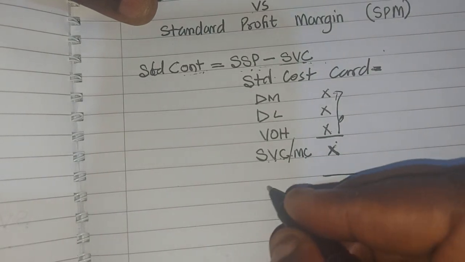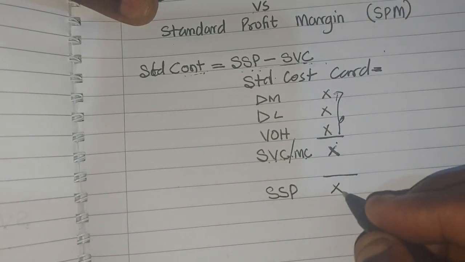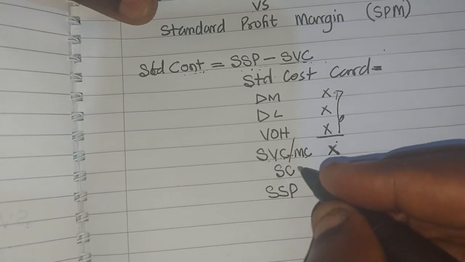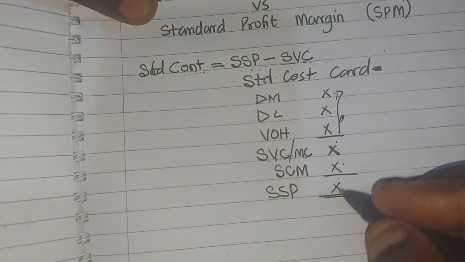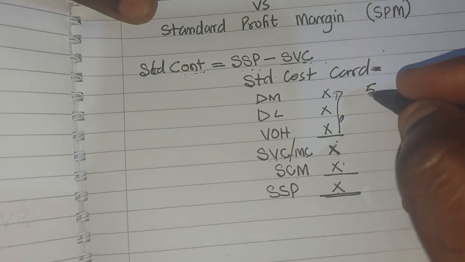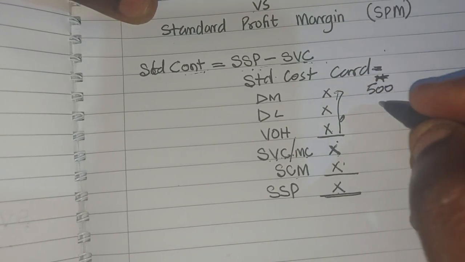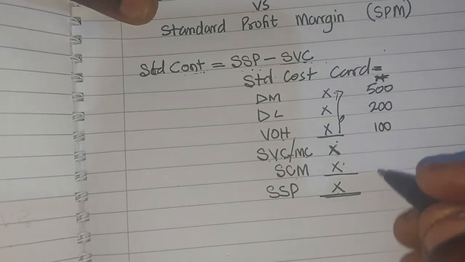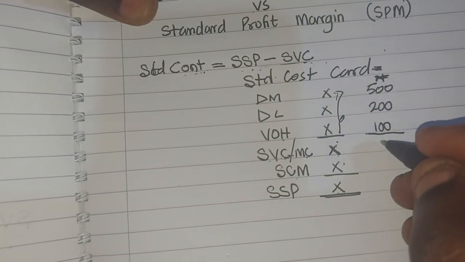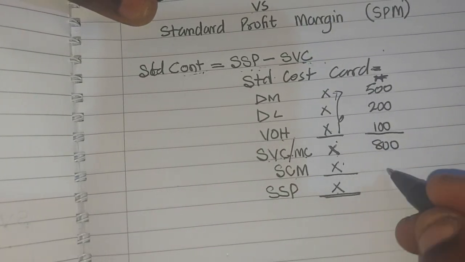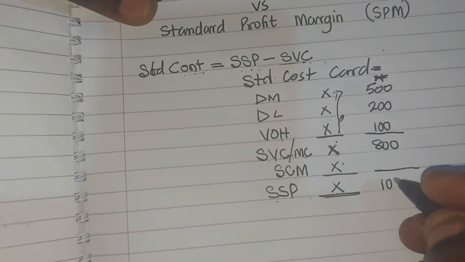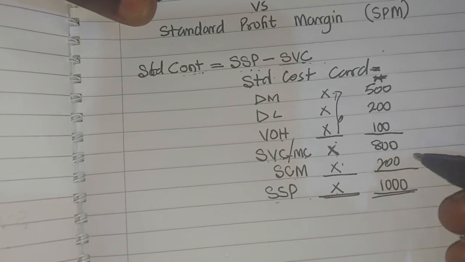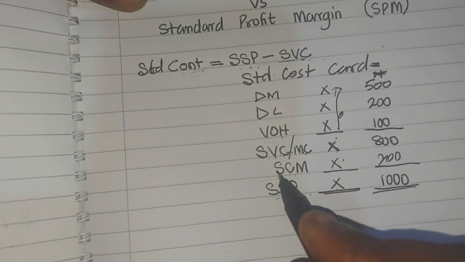Then when you have your standard selling price, the difference between these two gives what we call standard contribution margin. Supposing this is 500 naira, and this is 200 naira, variable overhead is 100 naira, then the addition of this is 800 naira. Then supposing the standard selling price is 1000 naira, the difference between these is 200 naira. So this is what we call standard contribution margin.